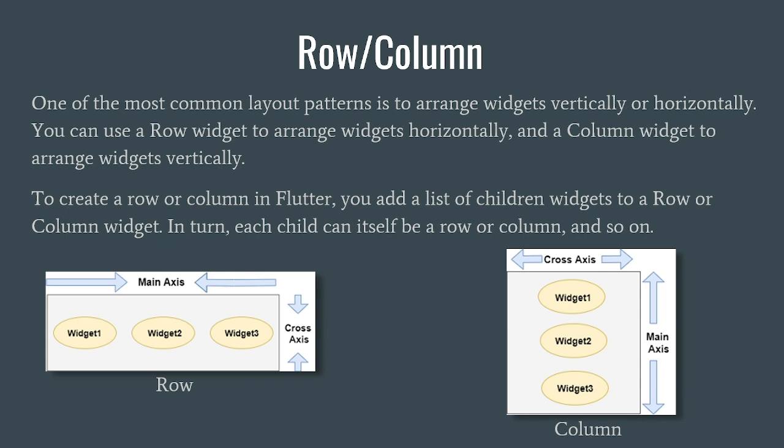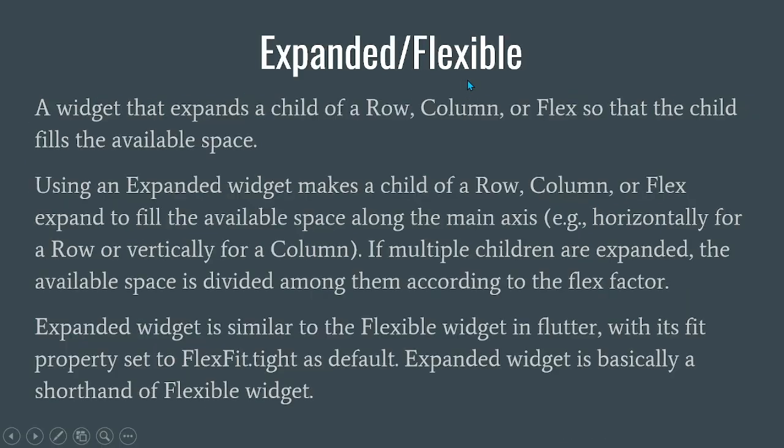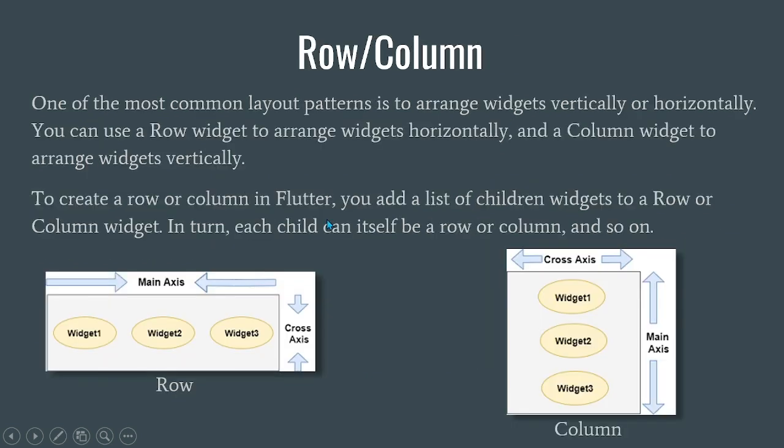Now, whenever we want to display certain widgets horizontally or vertically, we can use these widgets based on whatever our requirements are. The row widget arranges the children horizontally, and the column widget arranges them vertically. So they can be used when you want to display multiple widgets side by side, or stack them one above the other.